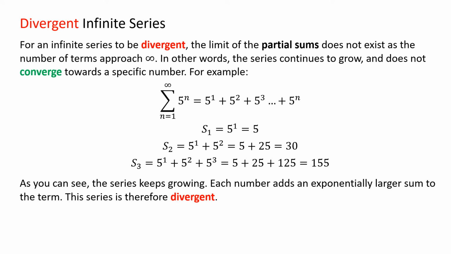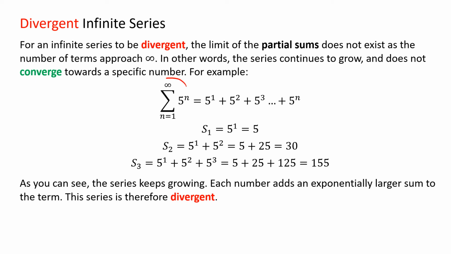So for an infinite series to be divergent, the limit doesn't exist, like I mentioned. And what that means is that the series continues to grow. Okay, so it exponentially grows and there isn't actually a specific number it converges to. A good example of that is any number to an exponent.